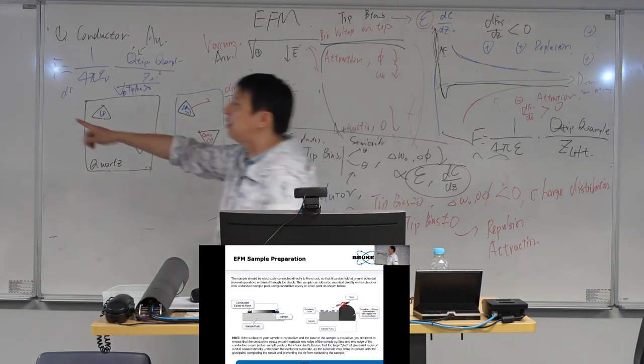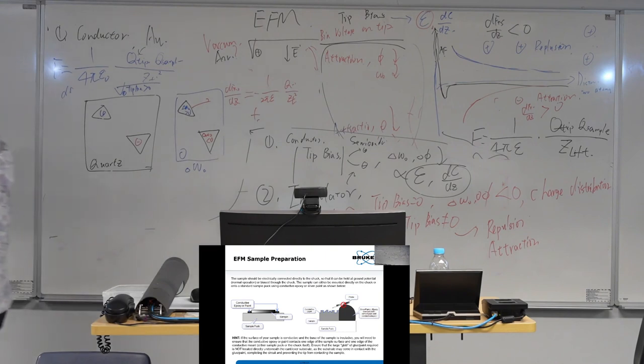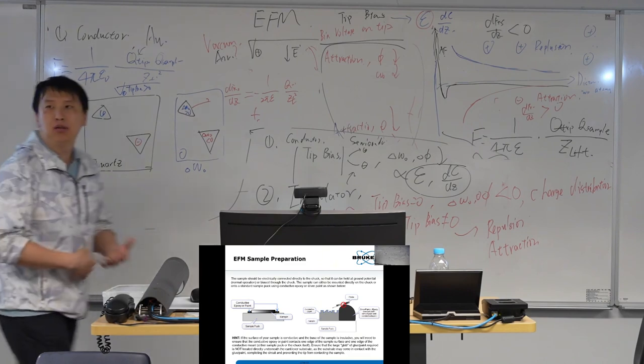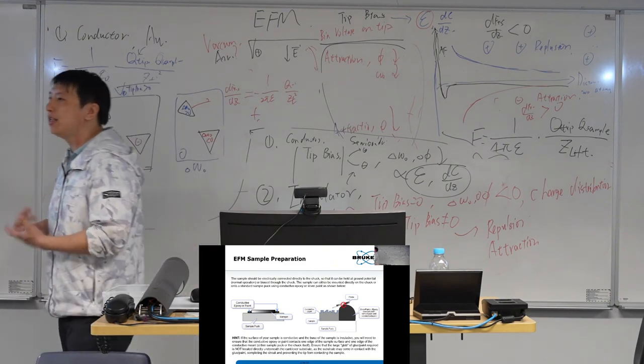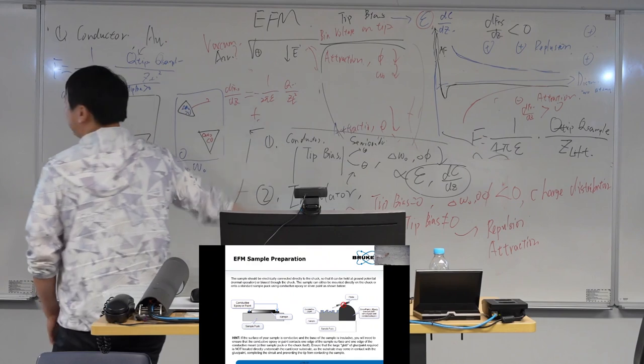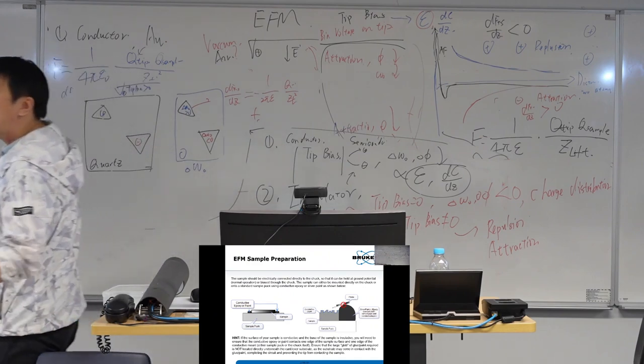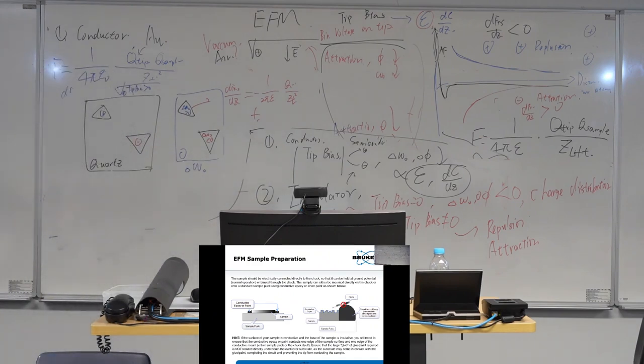My substrate and my slides have something wrong. We don't need the sample to be conductive. We don't need the sample to be conductive at all, because we are applying an electric field. We are just getting the electric force. There's no current at all. So the sample does not need to be conductive. So this slide is not necessary. We don't need to make the sample conductive.